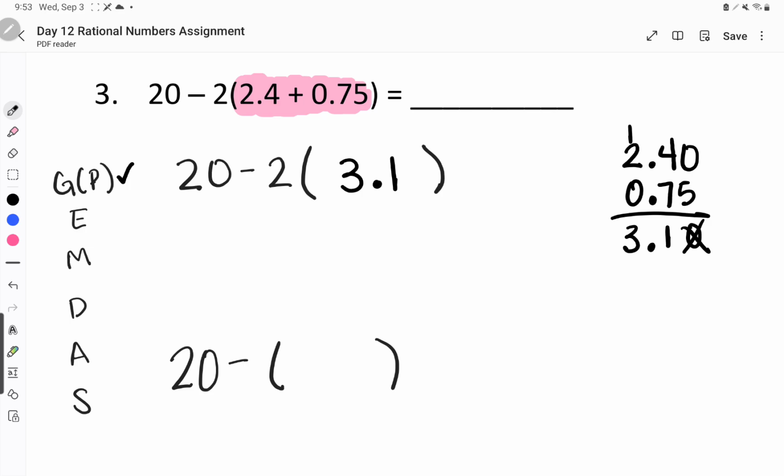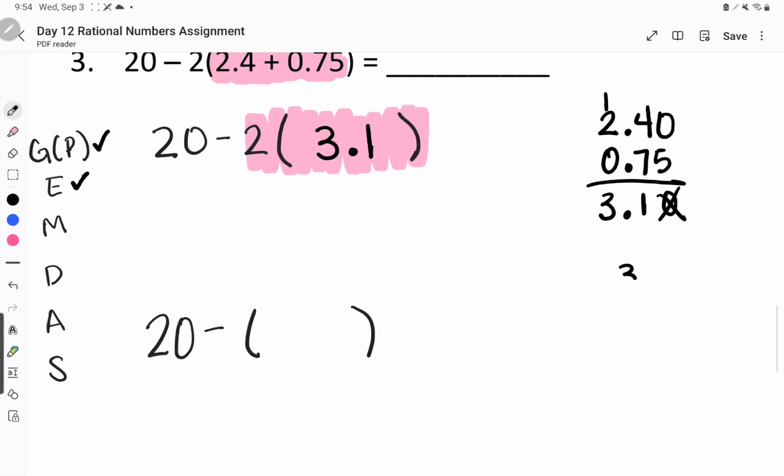So that was grouping. The E stands for exponents. We don't have any exponents. Remember, exponents are your numbers that float up in the sky like that. So we're good there. The next thing we're going to look for is multiplication. Remember, multiplication can be symbolized by a dot, by the X, or by parentheses next to a number. In this case, I have parentheses right next to a number, so we're going to multiply this.